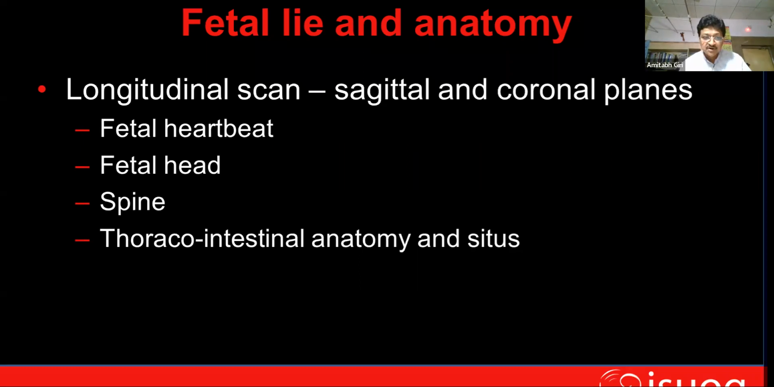In the sagittal and coronal planes, the first thing we would like to know is the fetal heartbeat. Once we show the fetal heartbeat to the mother, she gains confidence that the fetus inside her womb is alive. Then we look at the fetal head. Then we go to the spine and the thoracointestinal anatomy and the situs of the fetus.